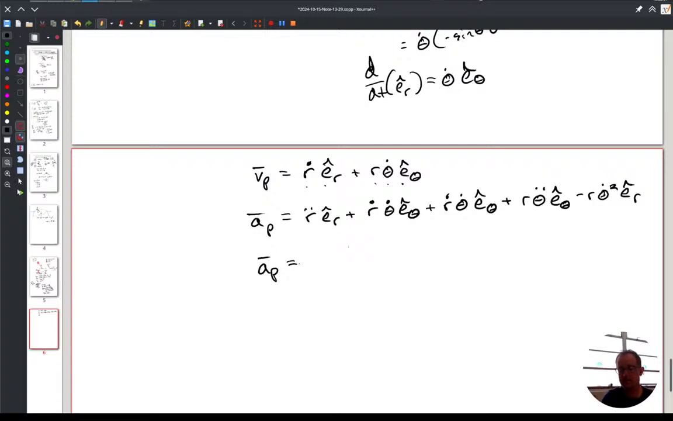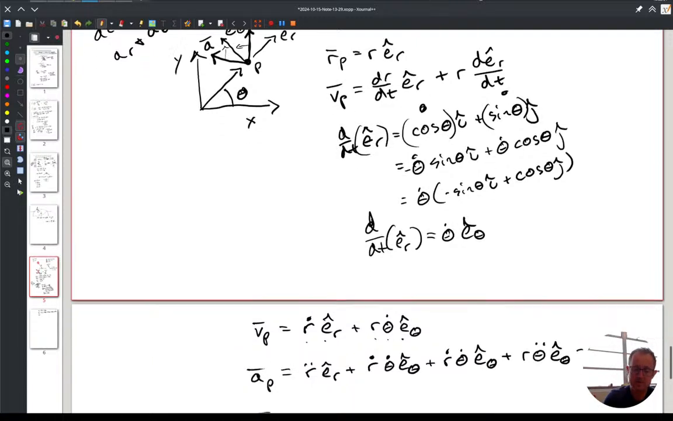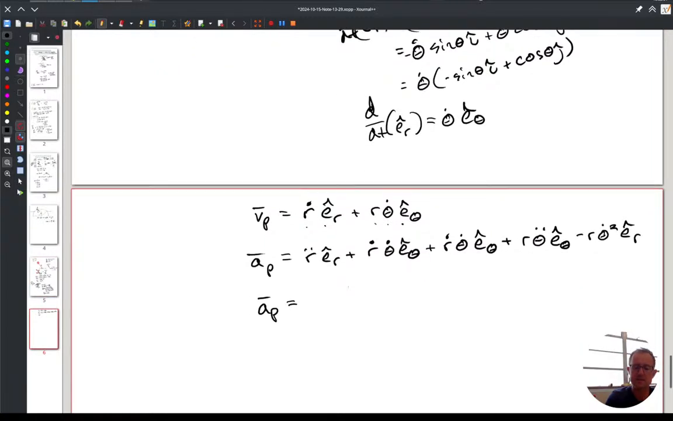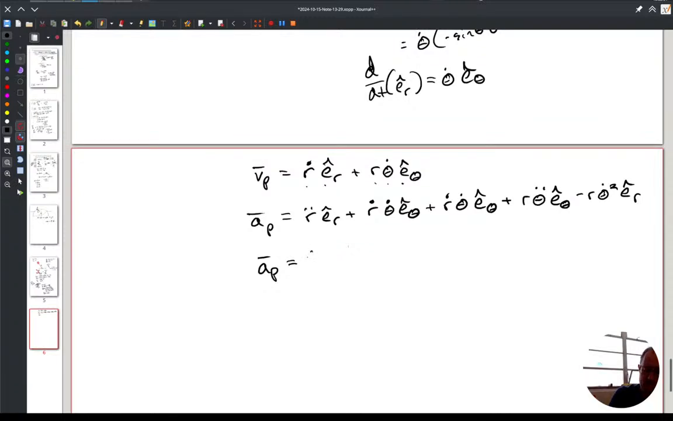So the acceleration: all I did was say that this thing has velocity and it has acceleration. I didn't define that there are any constraints on it. So if something's moving in 2 dimensions, these definitions work every time. We can always describe velocity and acceleration with these terms. So collecting all the ERs and all the E thetas, I end up with r double dot minus r theta dot squared along that ER, and r theta double dot plus 2 r dot theta dot along that E theta direction.